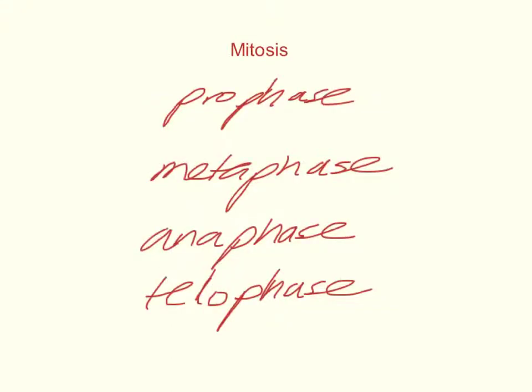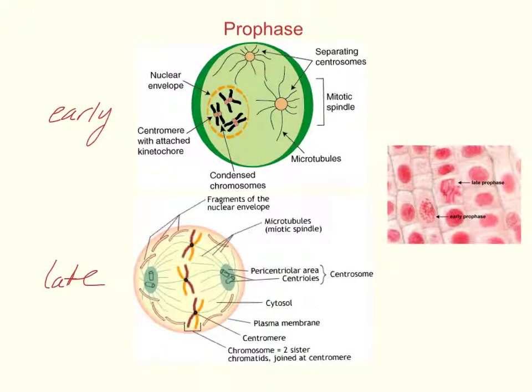Mitosis has 4 stages: prophase, metaphase, anaphase, and telophase. Mitosis begins with prophase. In early prophase, the chromatin fibers condense to form chromosomes inside a nuclear envelope. Next, the nuclear envelope disintegrates and nucleoli appear. Spindle fibers begin to form.